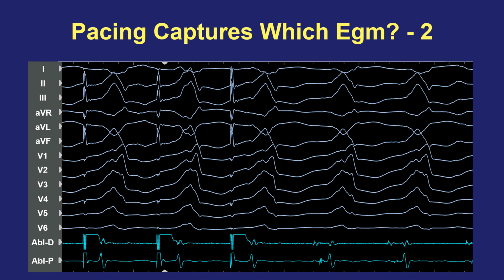Here's another example. We're pacing during VT. We come off pacing. How are we going to make a measurement, the post-pacing interval measurement here? Are we going to measure this?